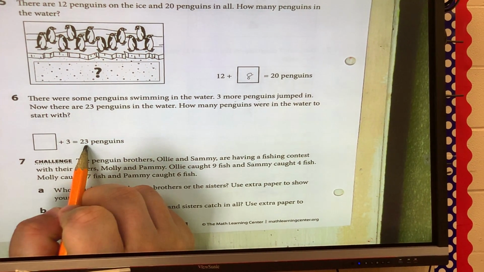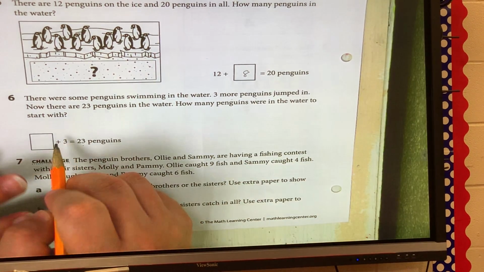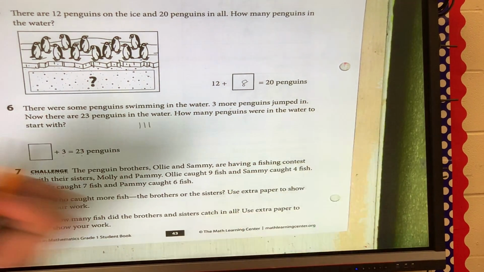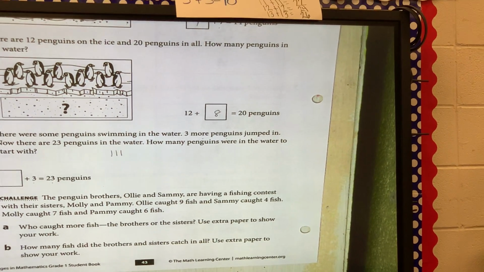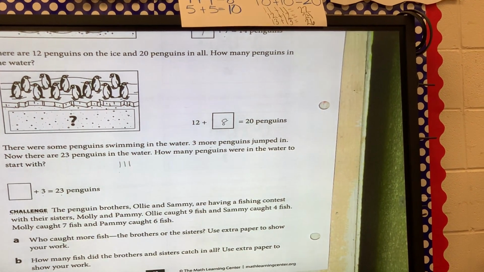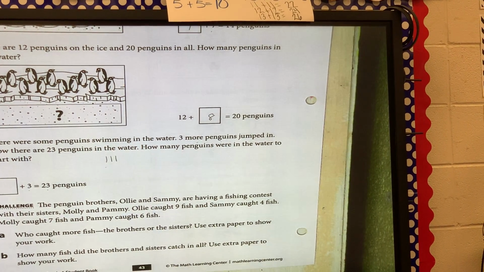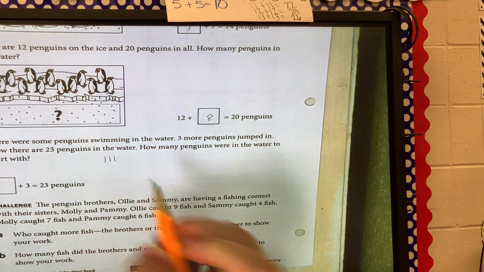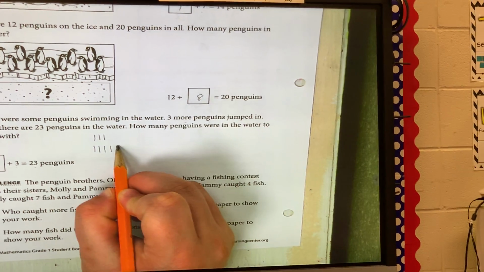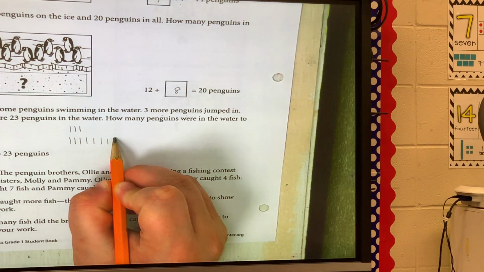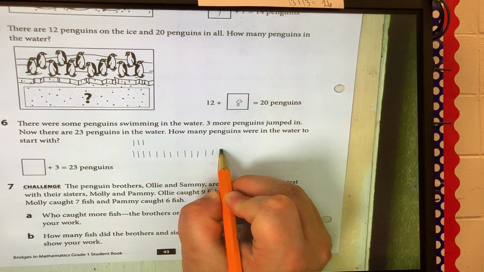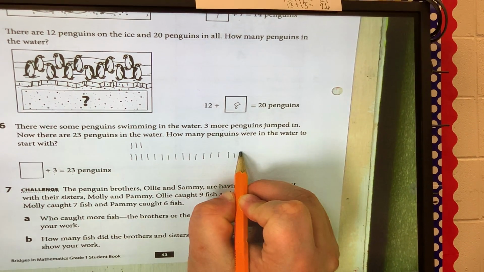It says we have 23 penguins. So I know 3 of them jumped in. So I'm going to put 1, 2, 3 to show the 3 that I know. So I'm going to go below these and I'm going to count on to 23 and see how many were added to it. So count with me. We've got 3, 4, 5, 6, 7, 8, 9, 10, 11, 12, 13, 14, 15, 16, 17, 18, 19, 20.